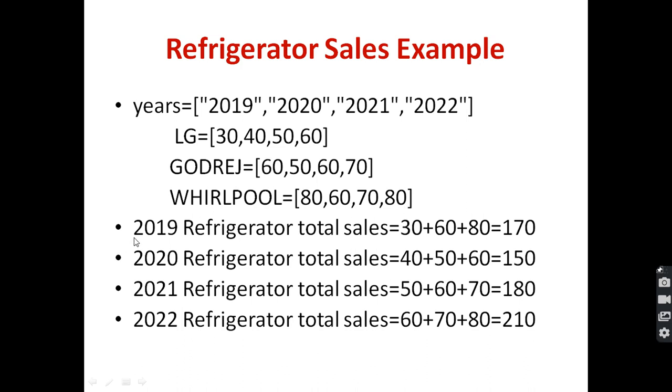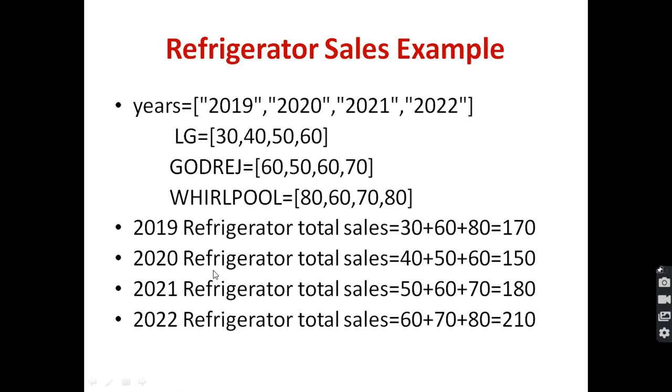2022 is 80. So total refrigerator sales in 2019 is 30 plus 60 plus 80, that is equal to 170. 30 means LG refrigerator sales, 60 means Godrej refrigerator sales, 80 means Whirlpool refrigerator sales. 2020 refrigerator sales is 40 plus 50 plus 60, that is equal to 150. 2021 refrigerator sales is 50 plus 60 plus 70, that is 180. 2022 refrigerator sales is 60 plus 70 plus 80, that is equal to 210.